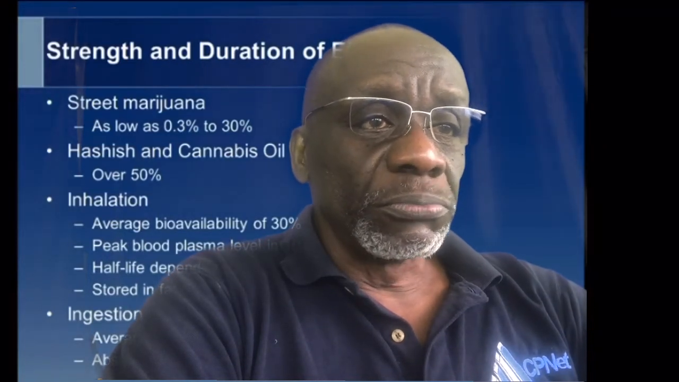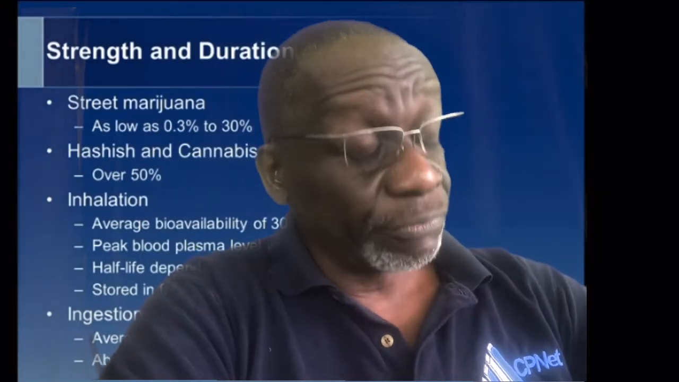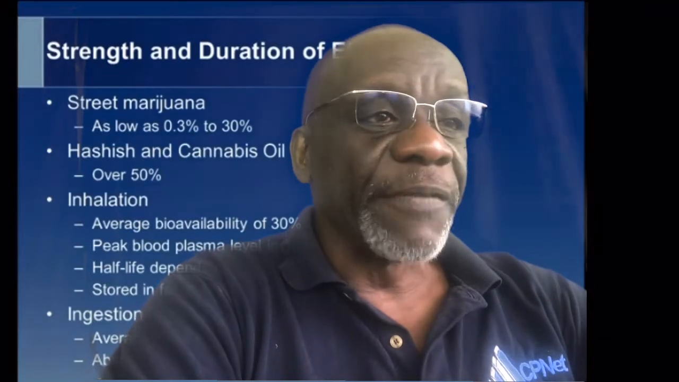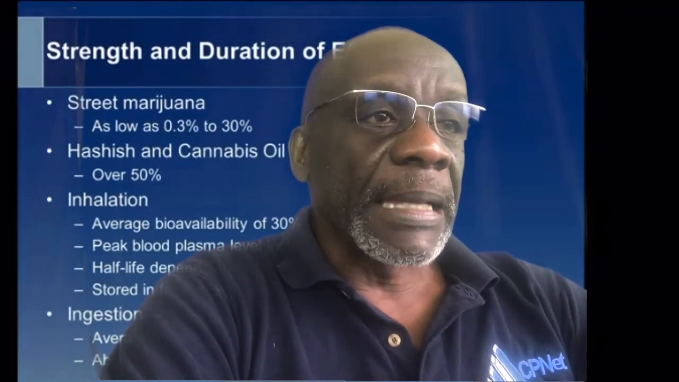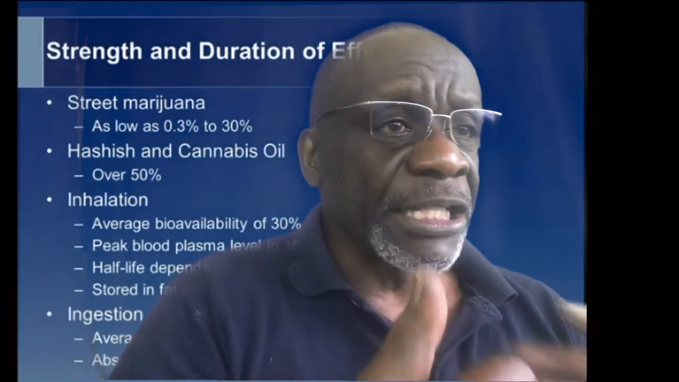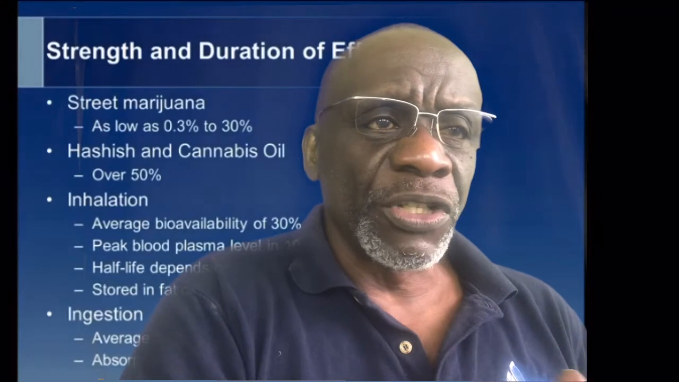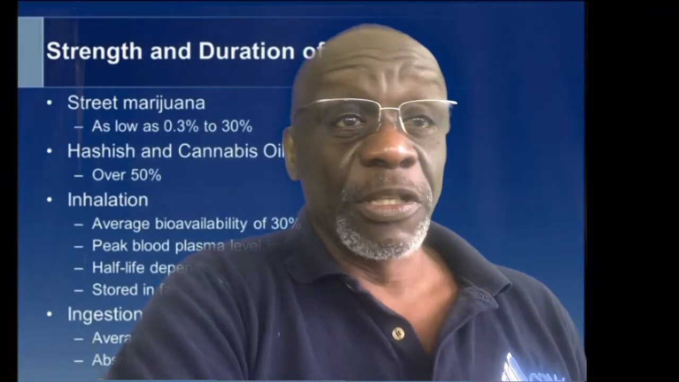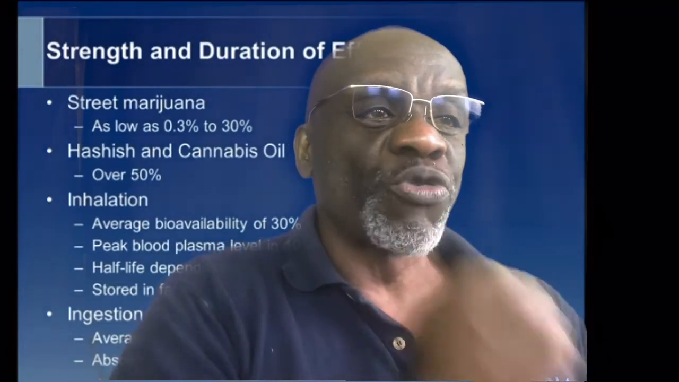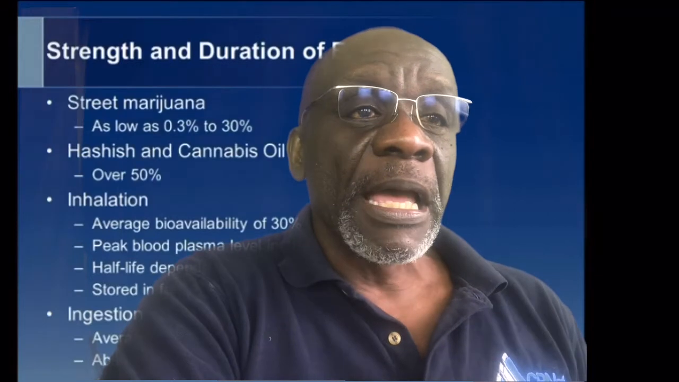Now, as I said, we're in the infancy of the industry, and some of the things I just mentioned, like the hashish and the cannabis oil. Hashish is known on the street as chocolate because it looks like chocolate. It is a concentrated crushed marijuana form.